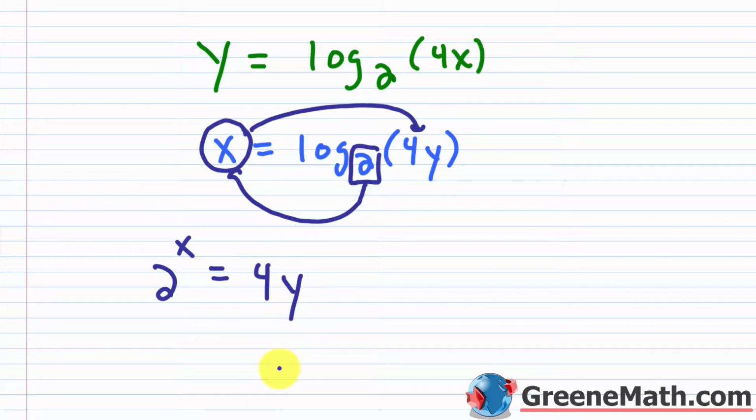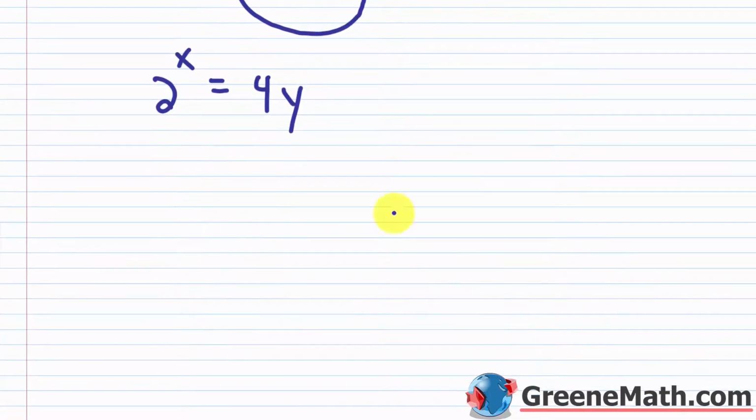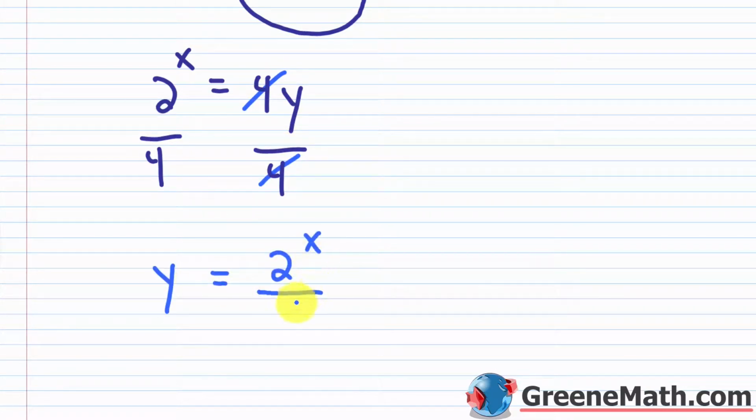So to solve this for y is pretty simple. I'm just going to divide both sides by 4. And let me scroll down and get some room going. So I'm going to divide both sides by 4. And what I'm going to end up with, and I'm going to flip the sides around so that y is on the left, is y equal to 2 to the power of x over 4. Okay, so the only thing you want to do now is just replace y with your f inverse of x. So f inverse of x is equal to 2 to the power of x over 4.